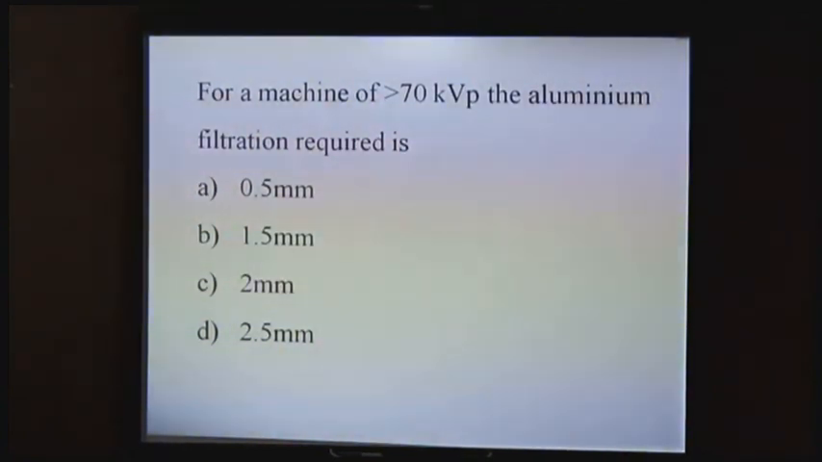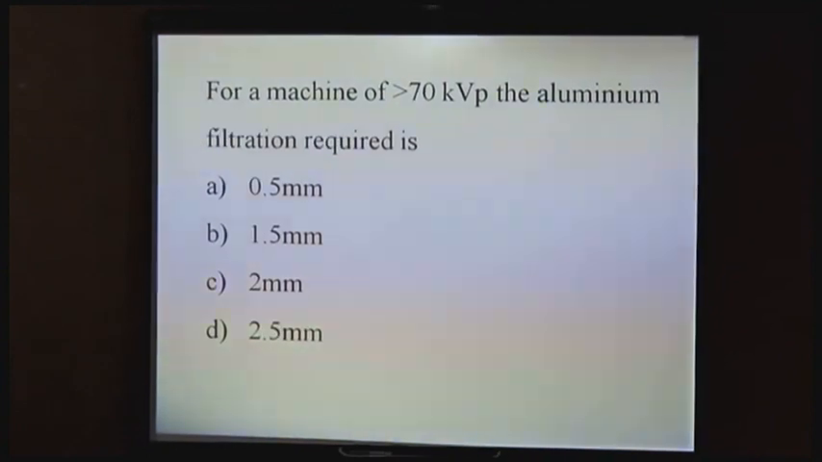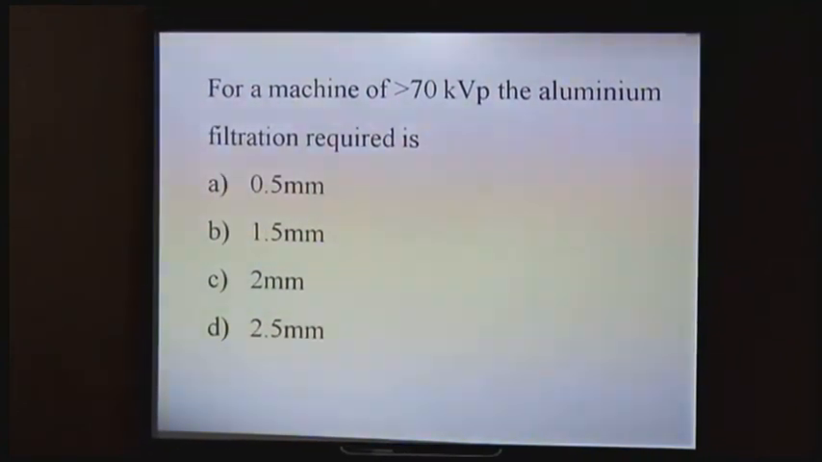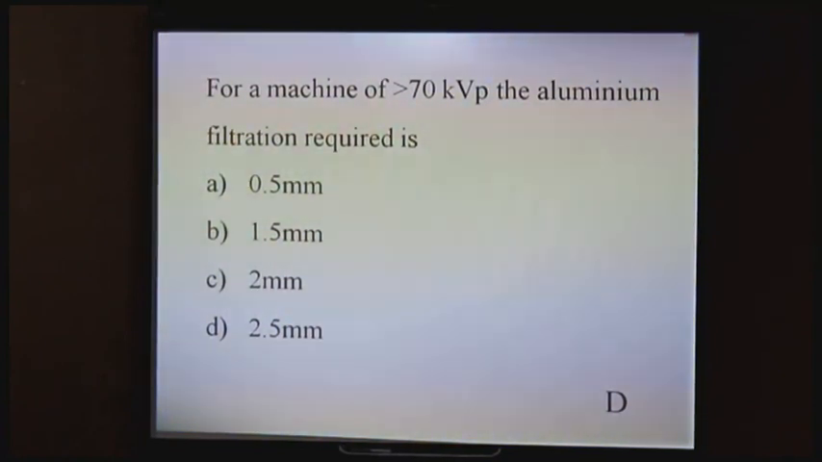For a machine of more than 70 kVp, the aluminium filtration required is 2.5. 1.5 is for a machine which is less than 70 kVp. A machine less than 70 kVp, you give an aluminium filtration of 1.5 mm, and for more than 70 kVp, you give an aluminium filtration of 2.5 mm.